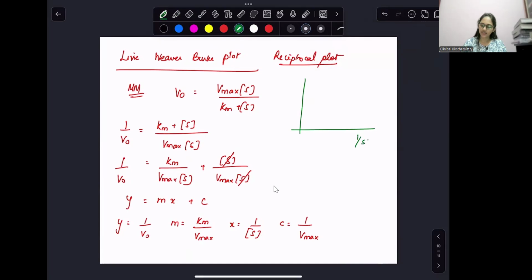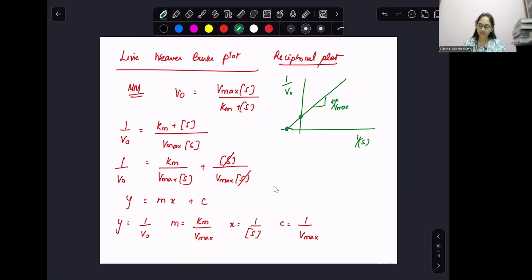Yes, so I will have 1 by substrate along the x-axis, and 1 by V0 along the y-axis. So what is the x-intercept and what is the y-intercept, you should know. What is the slope here? Slope is going to be Km by Vmax, right? Yes. What is the y-intercept? What is the x-intercept? So how do you find that out?